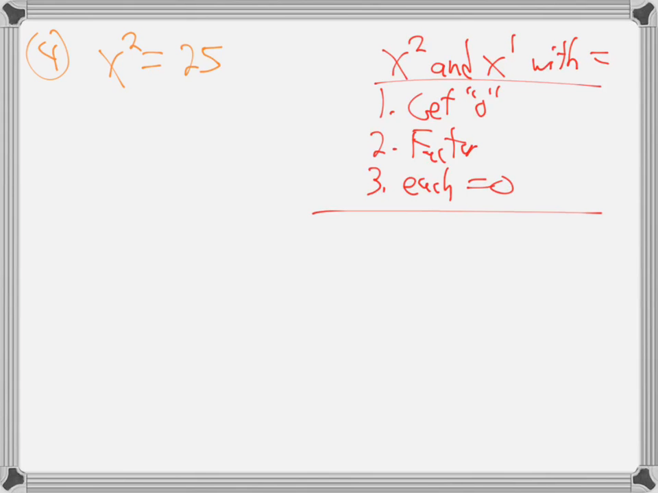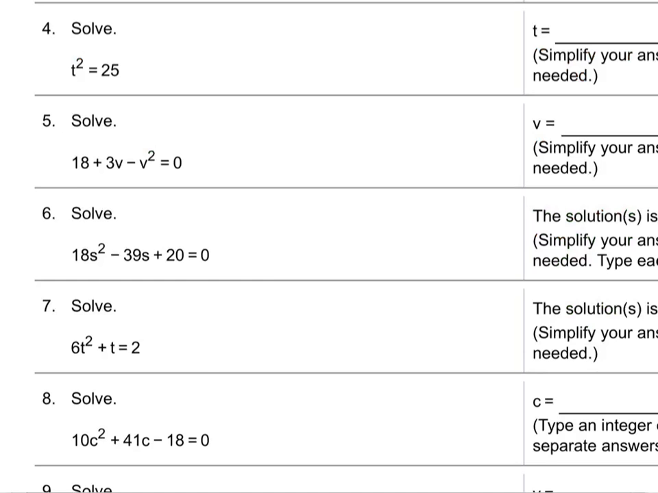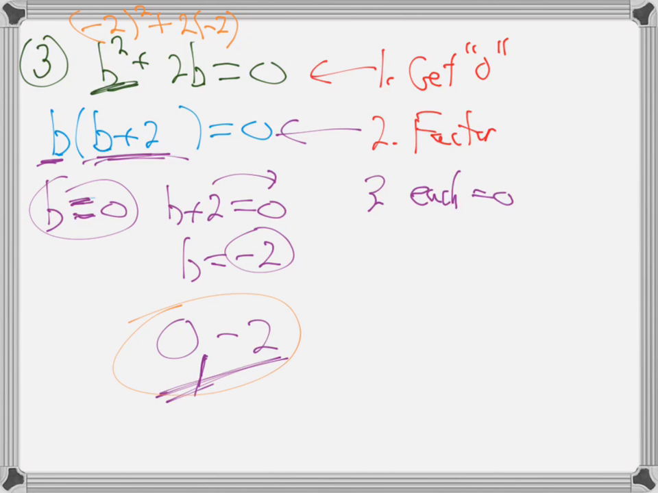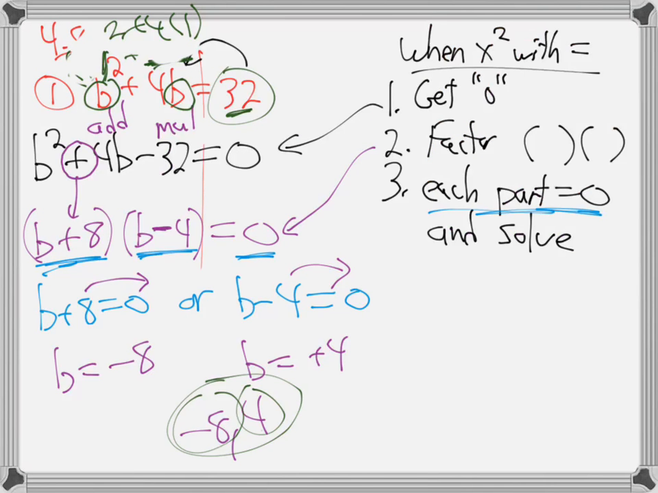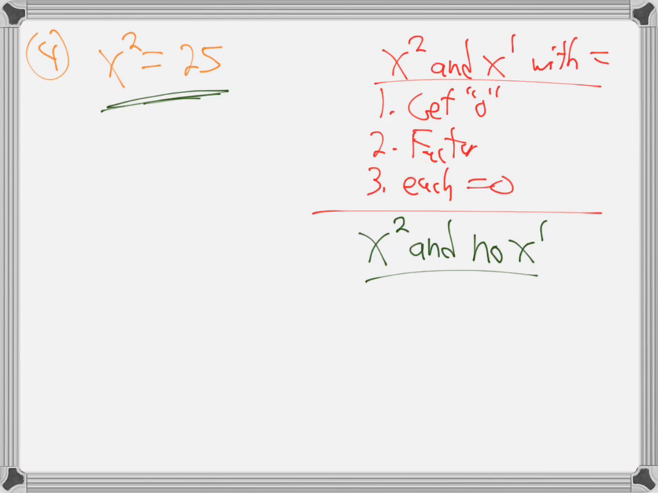But if you have x squared and no x, like this one, see how there's no x to the first anywhere? We just have x squared and numbers. Let's look back. This last one, number 3, we had b squared and regular b to the first power. The one before it, there's a big mess there, but it is b squared and regular b. So if you have x squared and regular x, do the method I've been telling you.